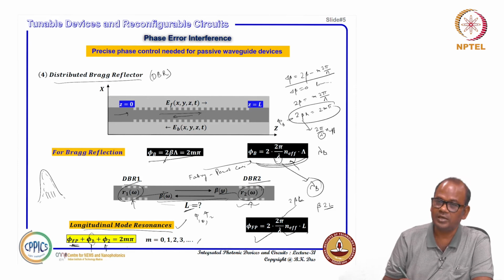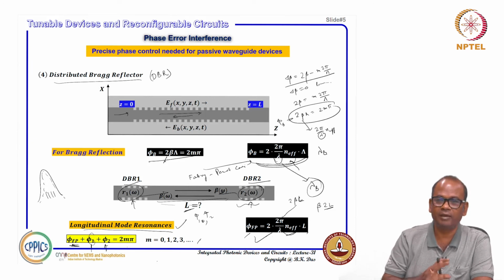So, if there is any error in effective index, that error can come again because of fabrication or any other influences, that will cause variation in phi FP, and then the phi FP variation will actually detune your resonance wavelength, which may not be desired for you.